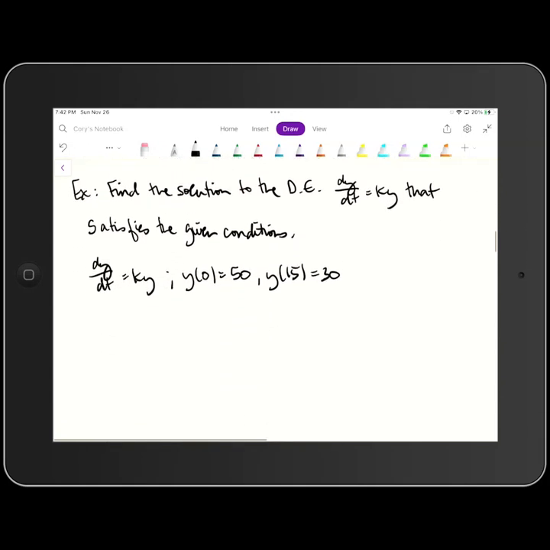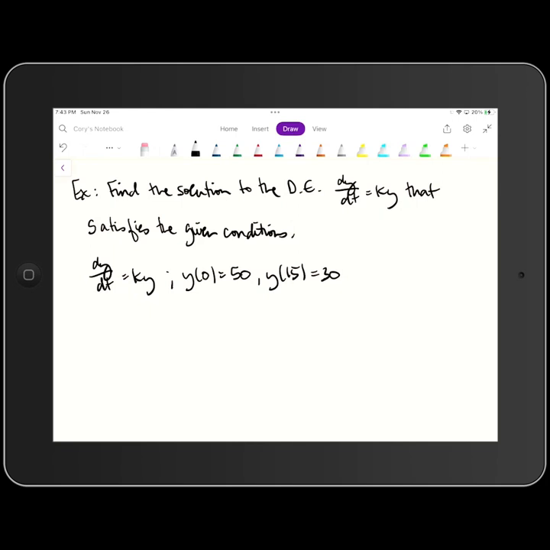All right, so for the first one, the directions ask us to find the solution to the differential equation dy/dt is equal to k times y that satisfies the given conditions. Again, we have a separable differential equation. We are told that the initial population is 50 and the population at time 15 is 30. So hopefully looking at that, you can tell that you're looking at an exponential decay function because as time elapses, the population is getting smaller. Okay, so let's work through it one more time just to make sure we're all clear with the process of deriving, in this particular case, our exponential decay function.